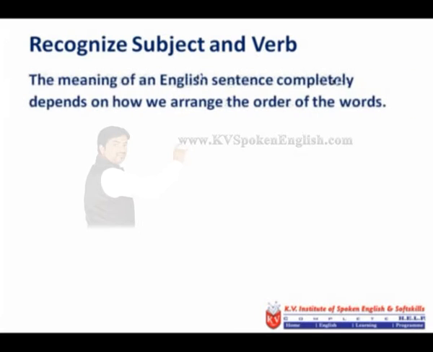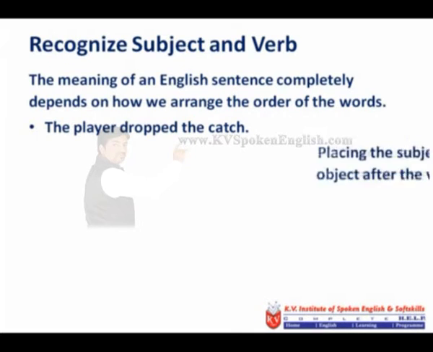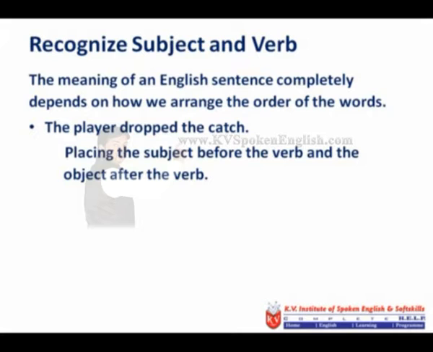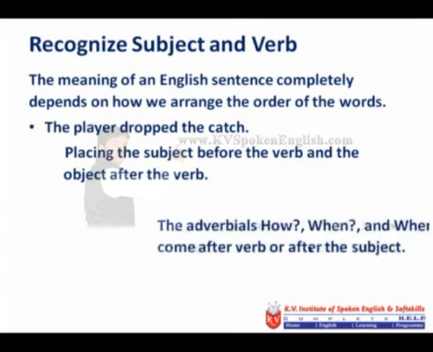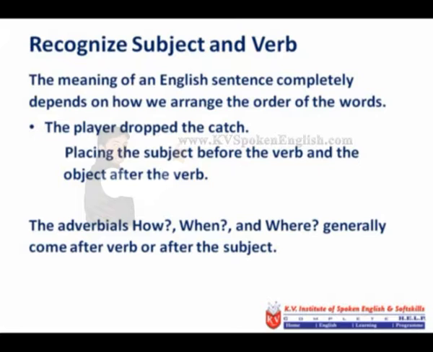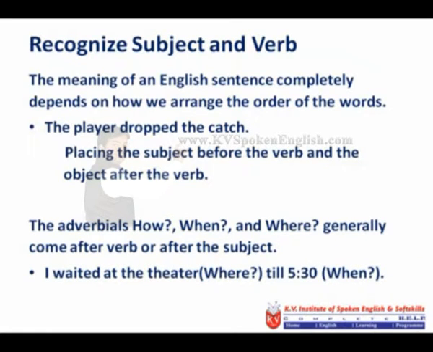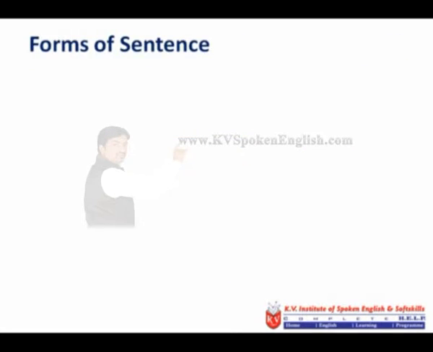The meaning of an English sentence completely depends on how we arrange the order of words. For instance, "The player dropped the catch." It is a very simple sentence, placing the subject before the verb and the object after the verb. The adverbials how, when, and where generally come after the verb or after the subject. "I waited at the theatre till 5:30." I waited where? At the theatre. When? Till 5:30.